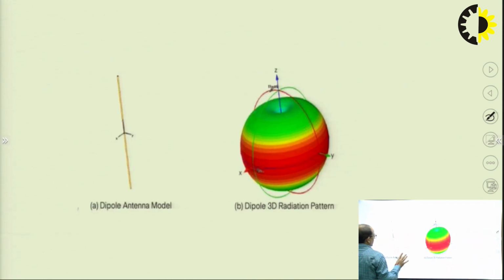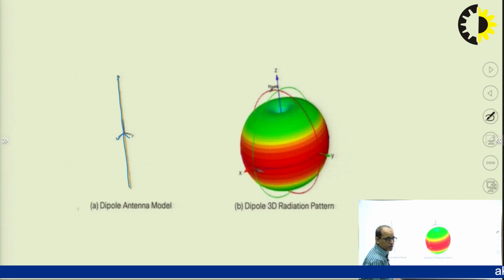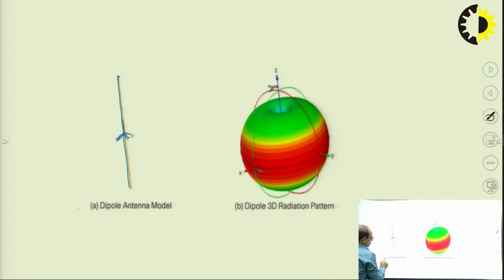So this one is the three-dimensional view of the radiation pattern. Let's say this is a dipole, and if I provide this dipole a current of having charges, whether it will be acceleration or deceleration, or a time varying current is supplied to this wire. So this is known as the dipole antenna, because I am providing a time varying current to this wire, and this will produce a radiation.